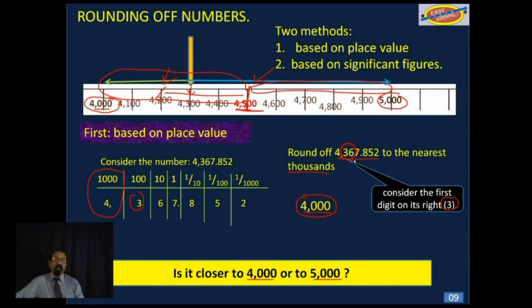Now, if you take the 3 and 6, the two digits, remember I said all you need to do is take into account the first digit on the right. But if we take the two digits, then we are here, not quite 400. We are still within this half of our number line. So the answer is still 4,000.